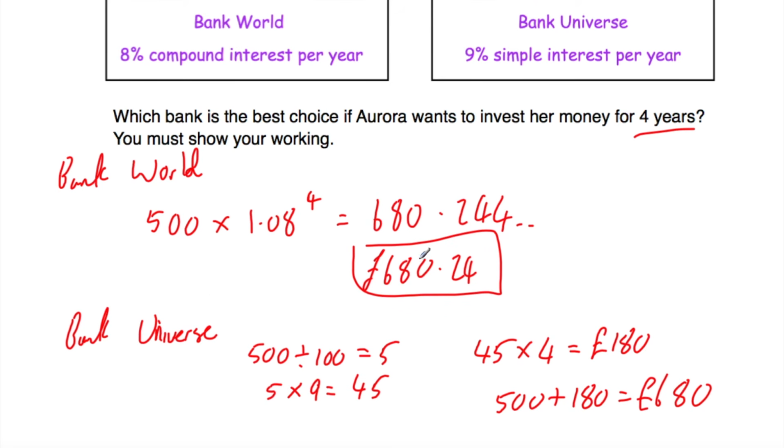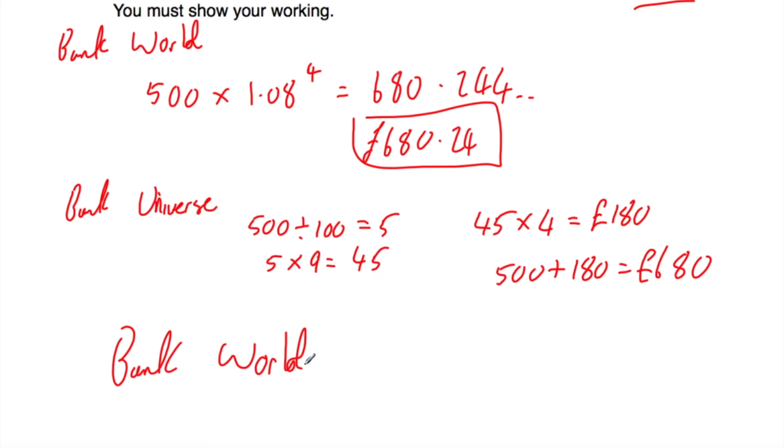You might find after 1 year or 2 years, Bank Universe might be the best choice, but if she's going to invest it for 4 years, the best choice there would be Bank World. And that's it. So let's write that down, Bank World. She should invest her money in Bank World.